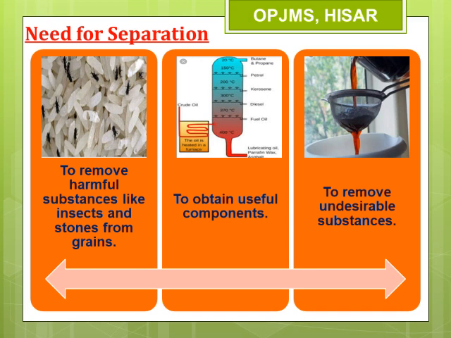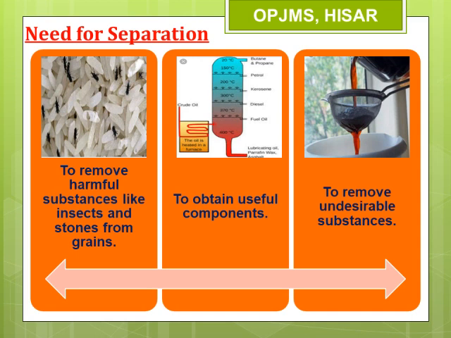The second reason is to obtain certain useful components. For example, when crude petroleum is dug out of the earth, this crude petroleum contains several useful components like petrol, diesel, kerosene, etc. We separate these components of petroleum to obtain these useful components.